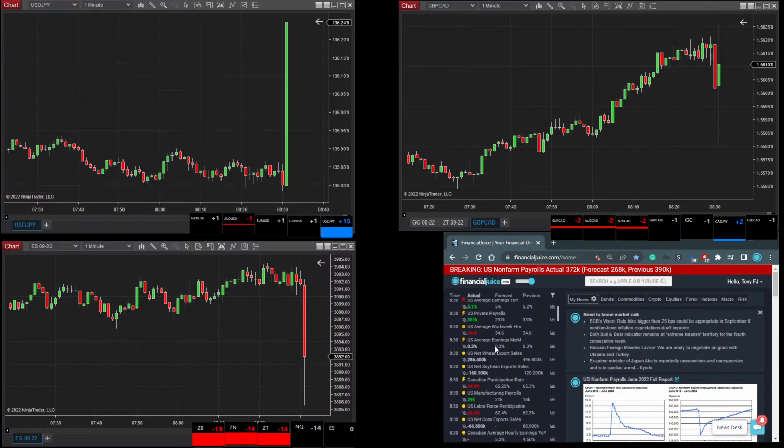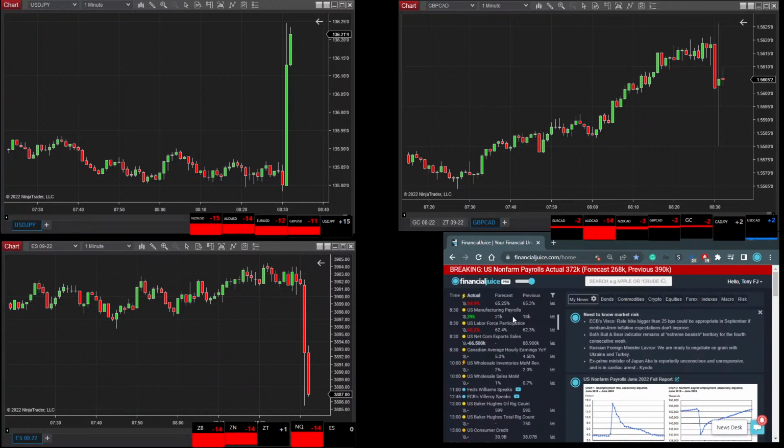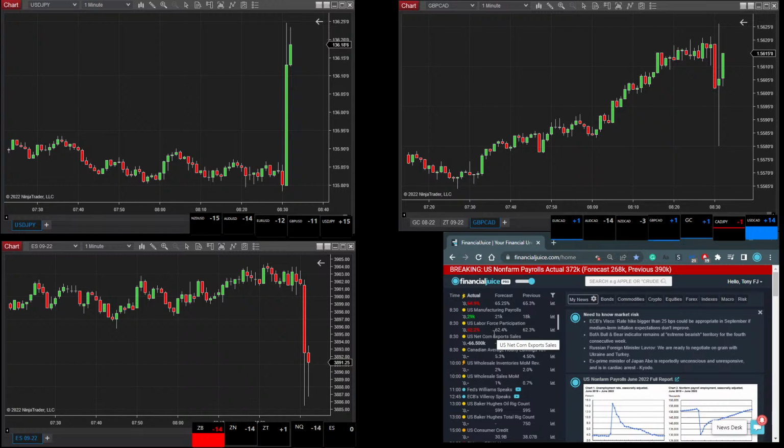Average earnings month on month 0.3%, unchanged. You have the Canadian participation rate ticked down to 64.9%, lower than the forecast of 65.25%. Manufacturing payrolls 29k, higher than the forecast of 21k. The US labor force participation rate a tick lower at 62.2%, lower than the forecast of 62.4%.